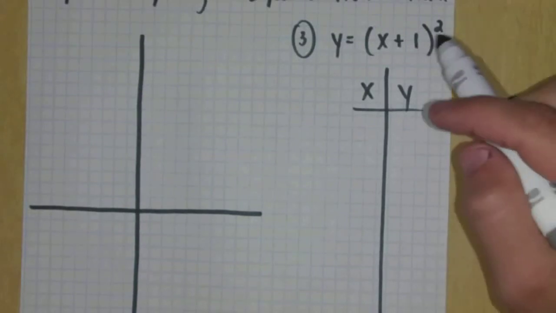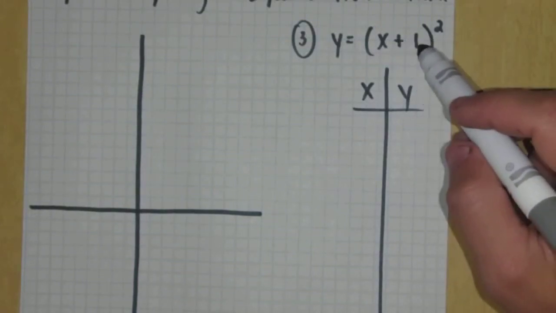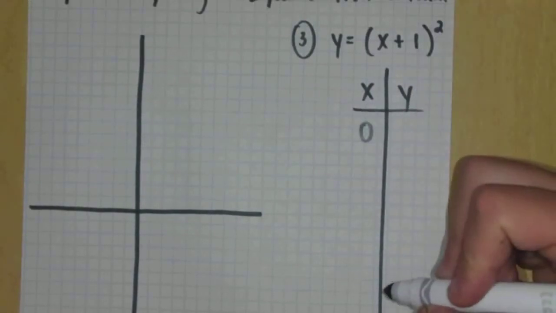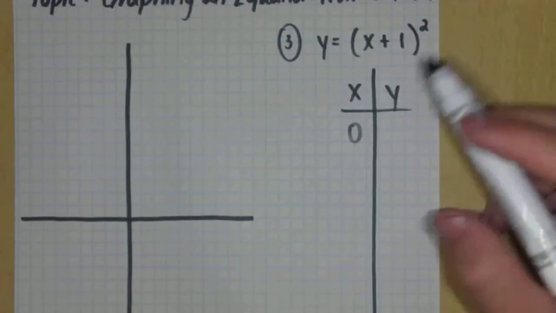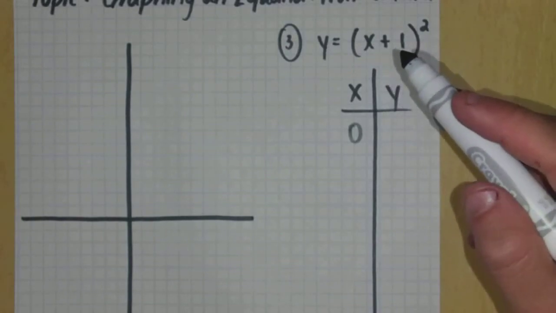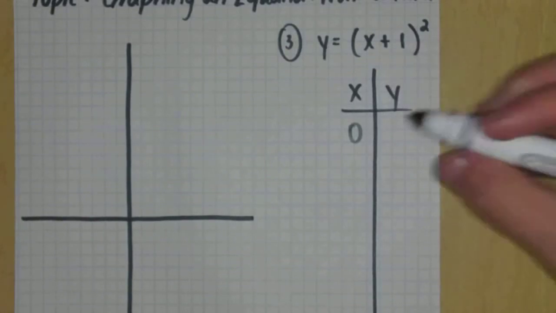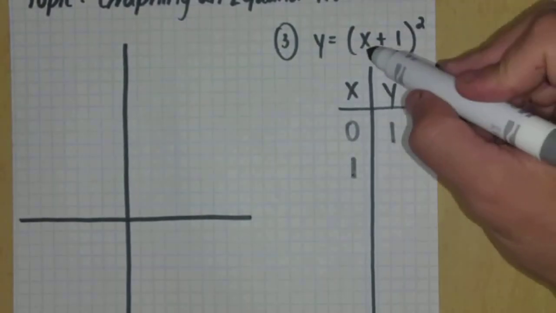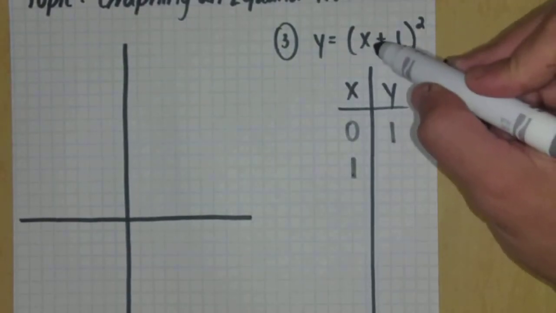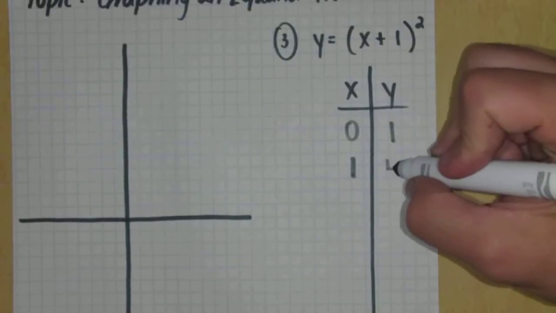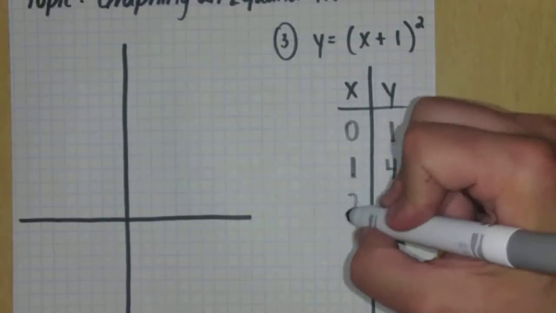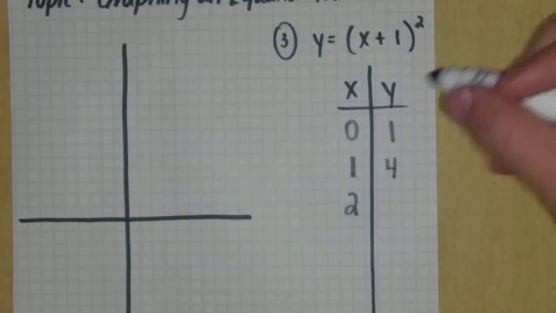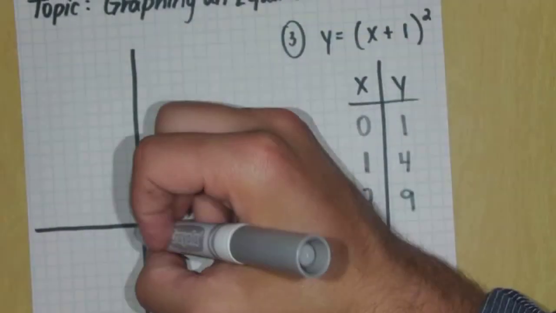So keep in mind what happened last time when we were adding and subtracting values. Let's try 0 to start. Always an easy value to pick. When I plug a 0 in here, 0 plus 1 is 1. 1 squared is 1. Let's plug a 1 in. 1 plus 1 is 2. 2 squared is 4. And let's try one more positive value. If I plug a 2 in, 2 plus 1 is 3. 3 squared is 9. And let's go ahead and plug those in.